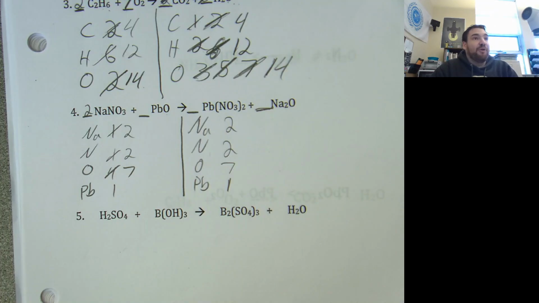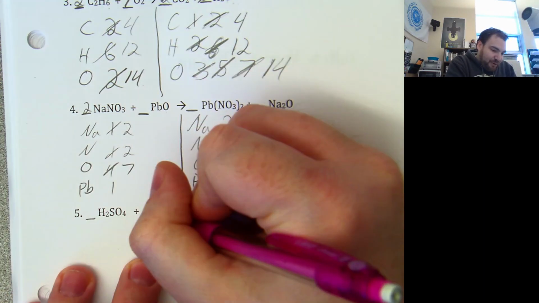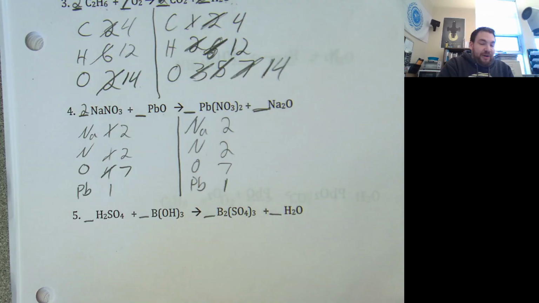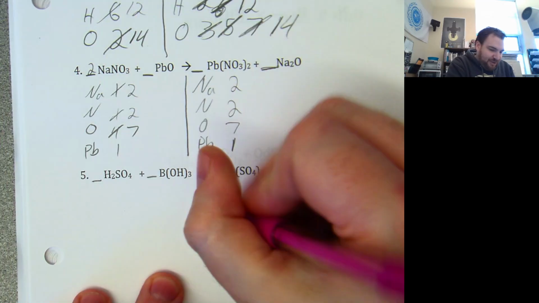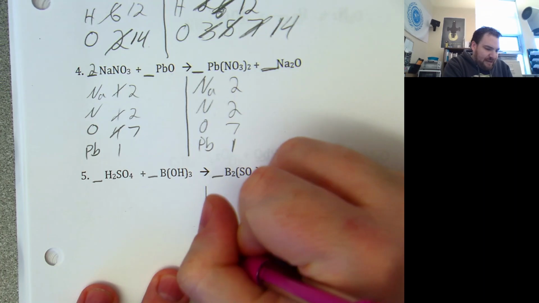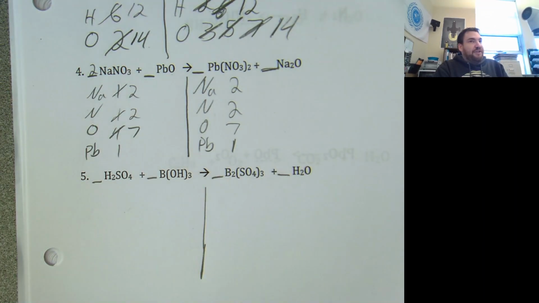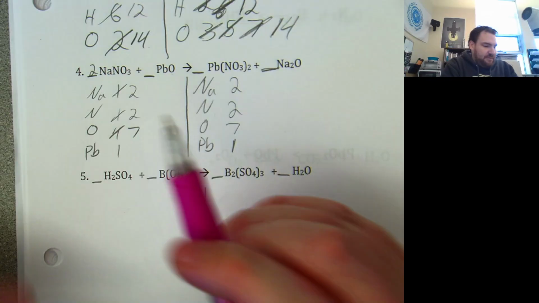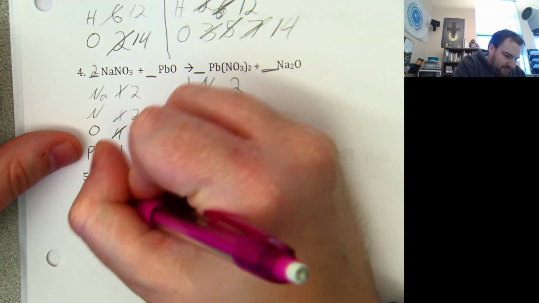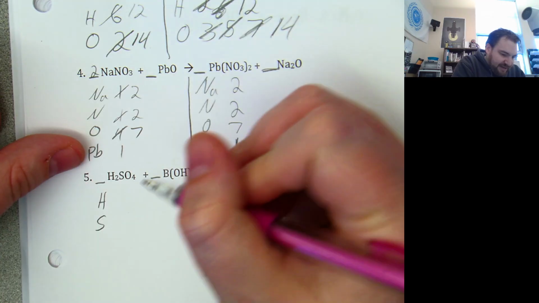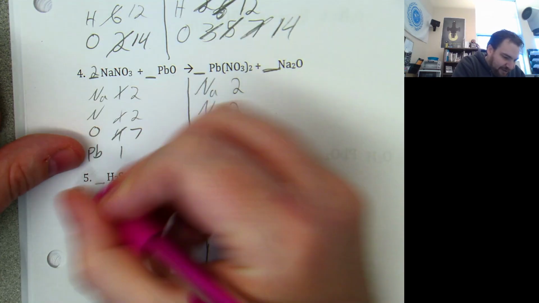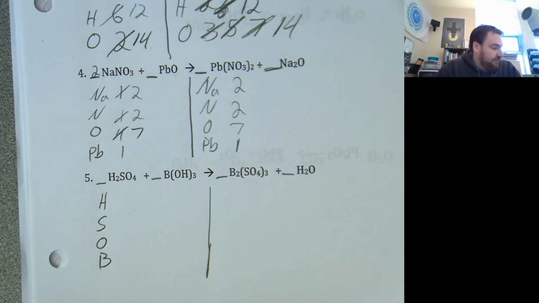Okay, one more example and then you're on your own. Here we go. Yes, we can do it. List everything you've got, left to right. I've got H's, I've got S's, I've got O's, I've got B's, and that's everything.